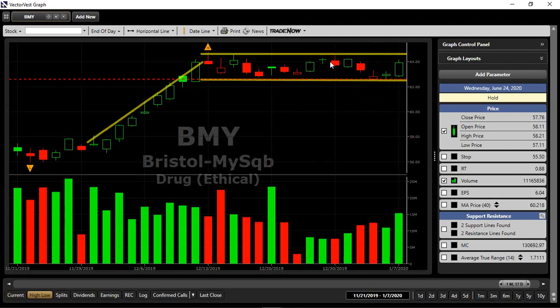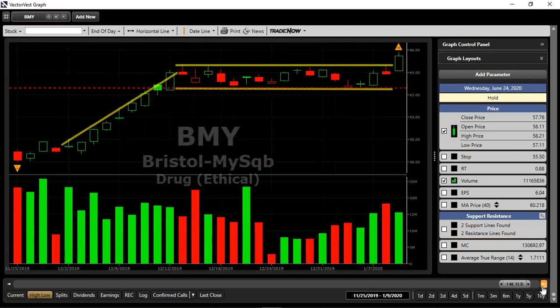Where's our breakout level here? Since this is a horizontal channel, the breakout is going to be above the upper channel line. We don't have it yet. There we go. There's your breakout. Good volume. Open below the upper channel line, but wound up closing above it, closing at $65.45.